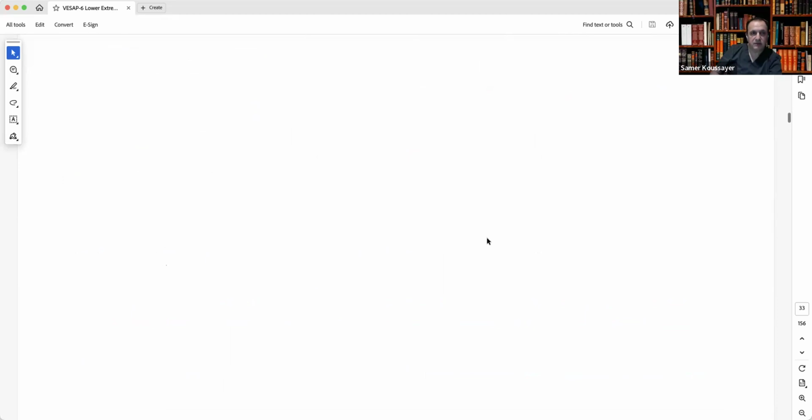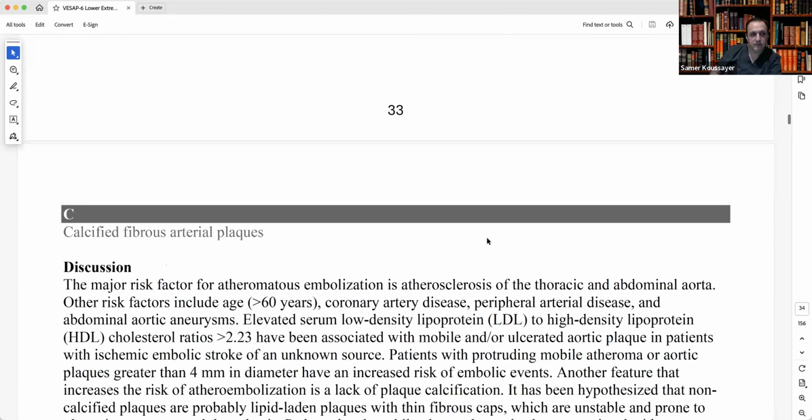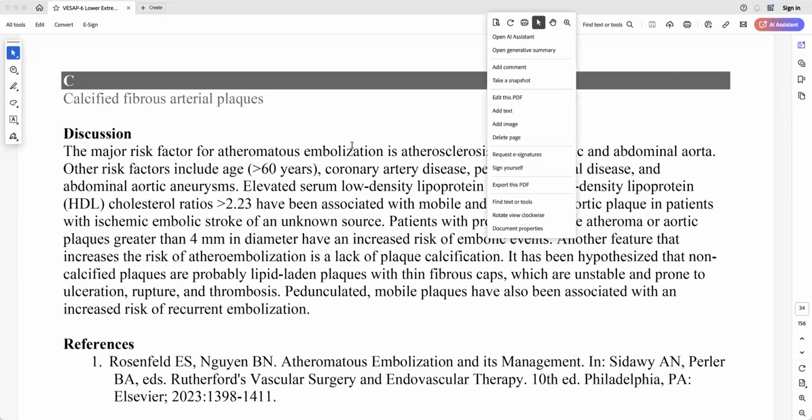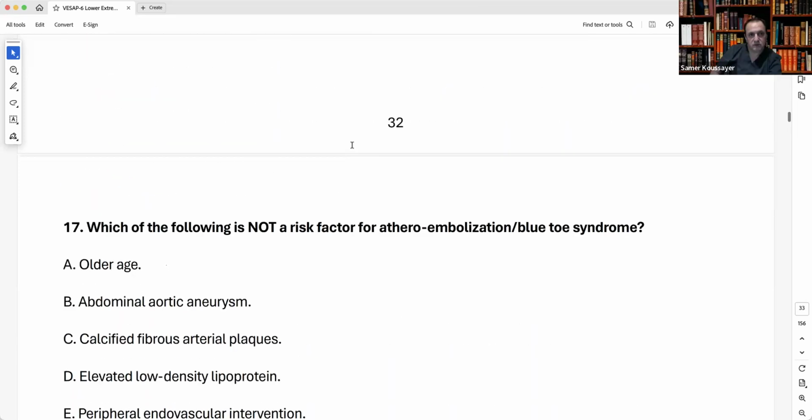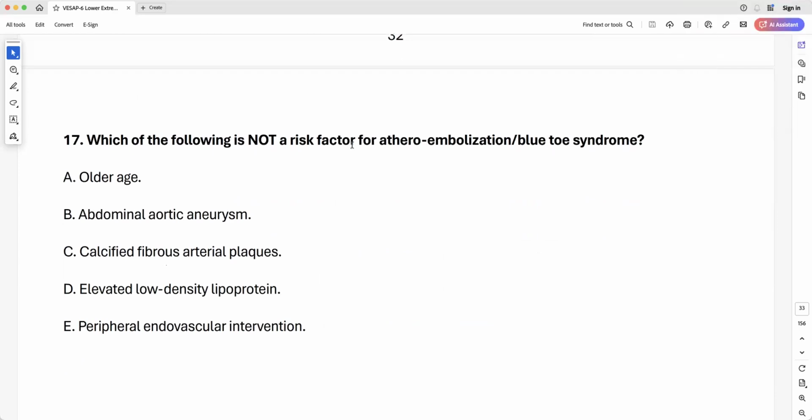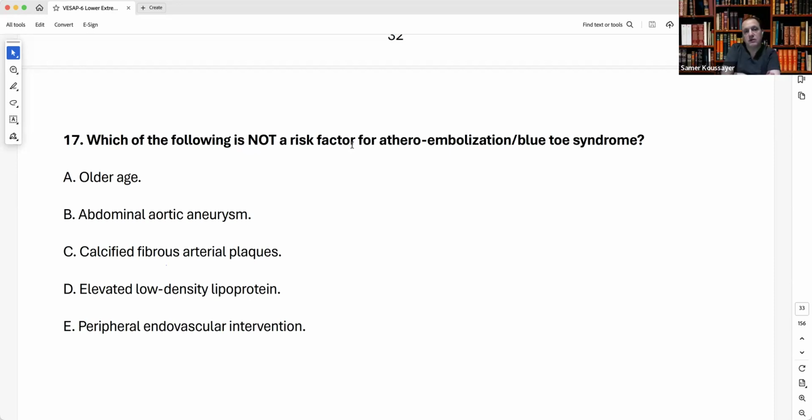Who was Sam? I want to take the question, Dr. Samer. Oh, it's a short one. We pass it. Okay, 17. Which of the following is not a risk factor for atherosclerosis Bluetooth syndrome? Okay, it's not Bluetooth risk. What is usually when we see Bluetooth syndrome?